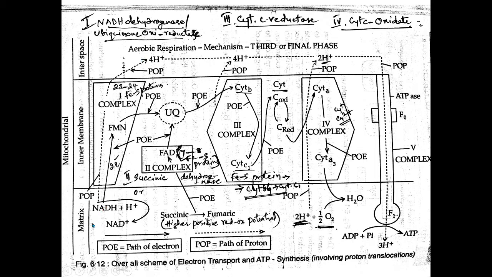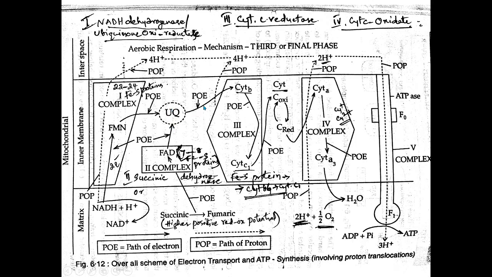So for every 2 electrons, 4 protons from the matrix enter into the intermembranal space. Now, by accepting the electrons, ubiquinone undergoes reduction to ubiquinol. Ubiquinone to ubiquinol. Okay, so it undergoes oxidation again. Initially, it accepts the electrons, undergoes reduction to ubiquinol. Now, it releases the electrons, undergoes oxidation.